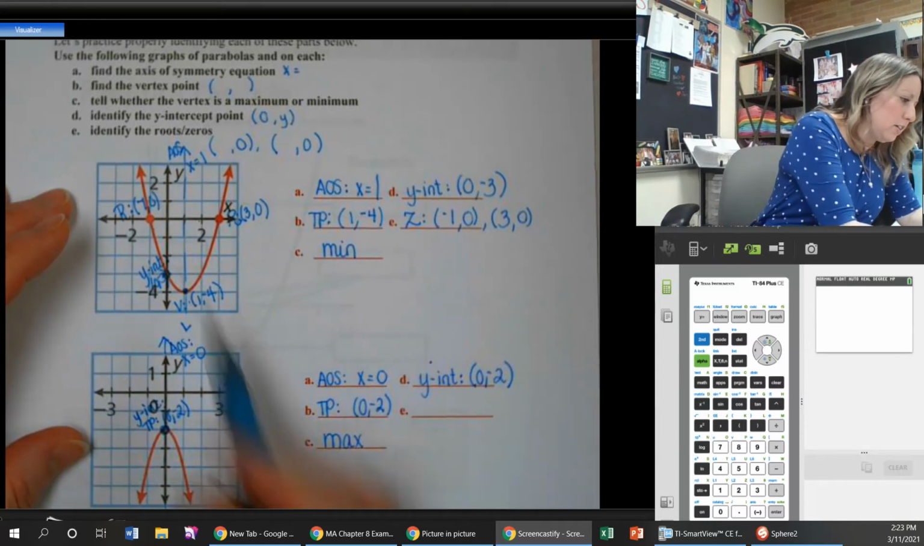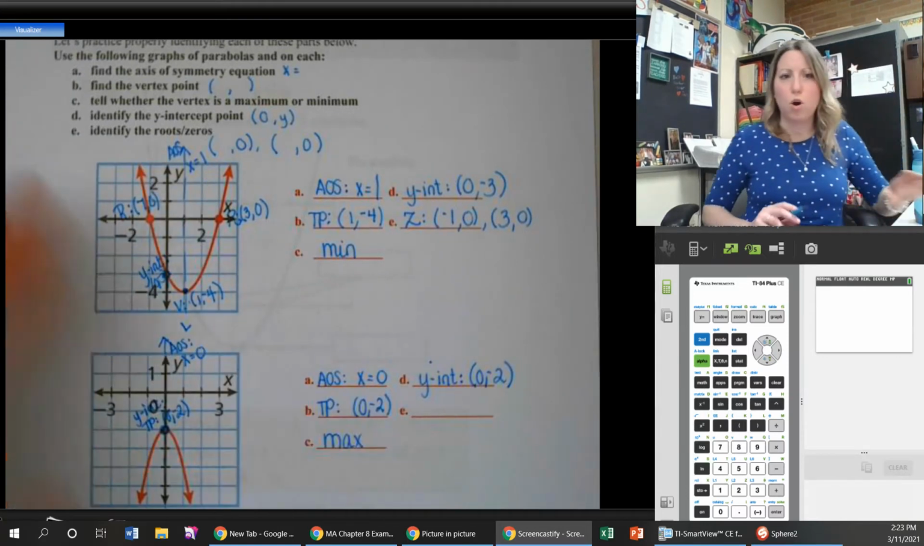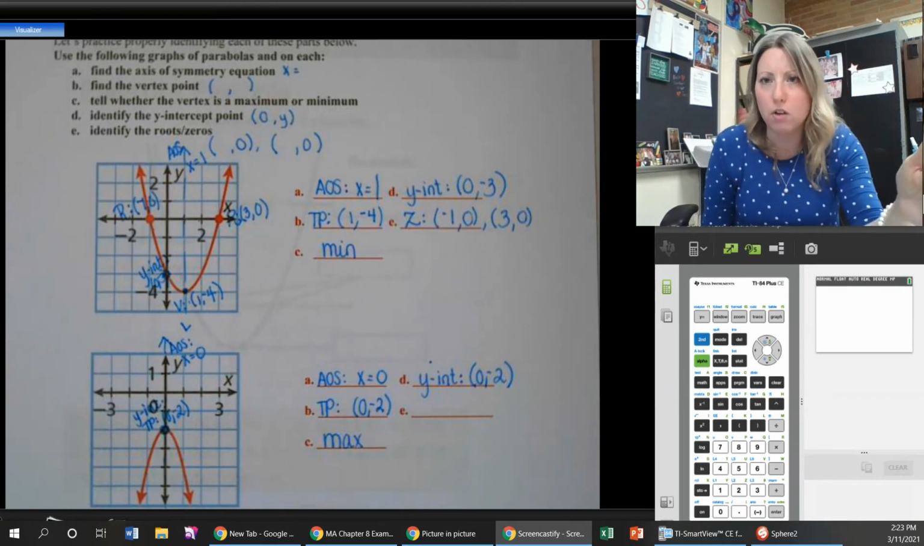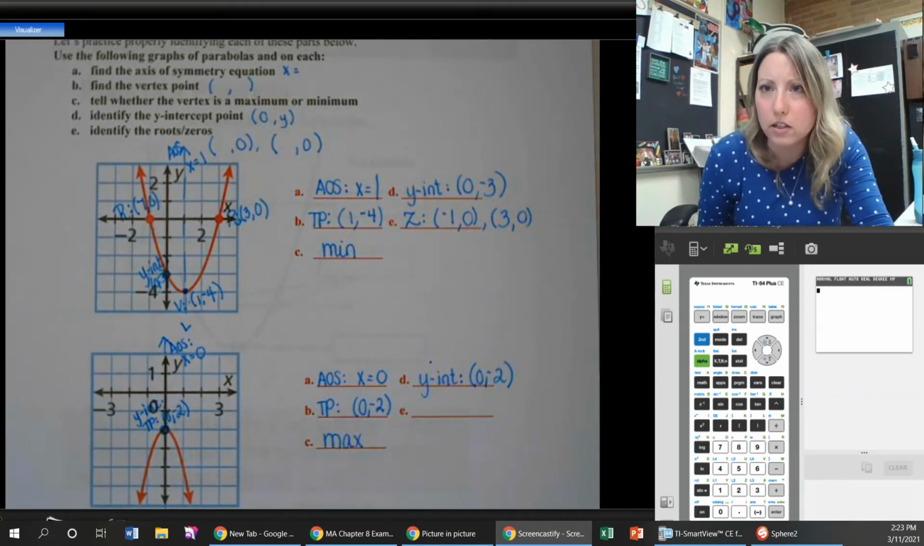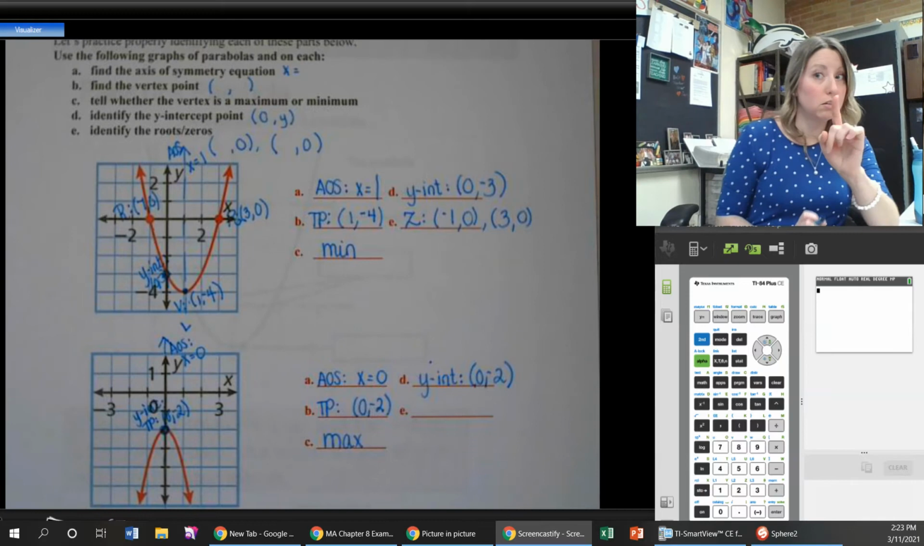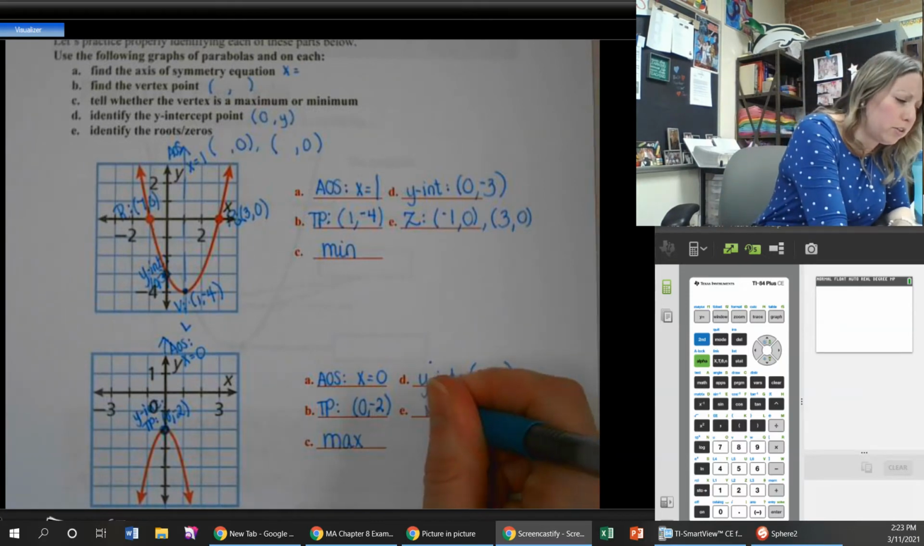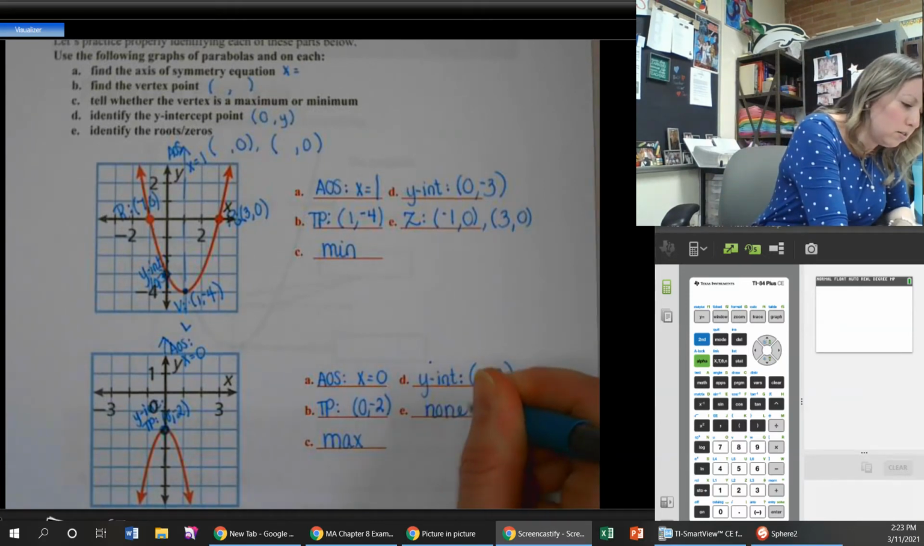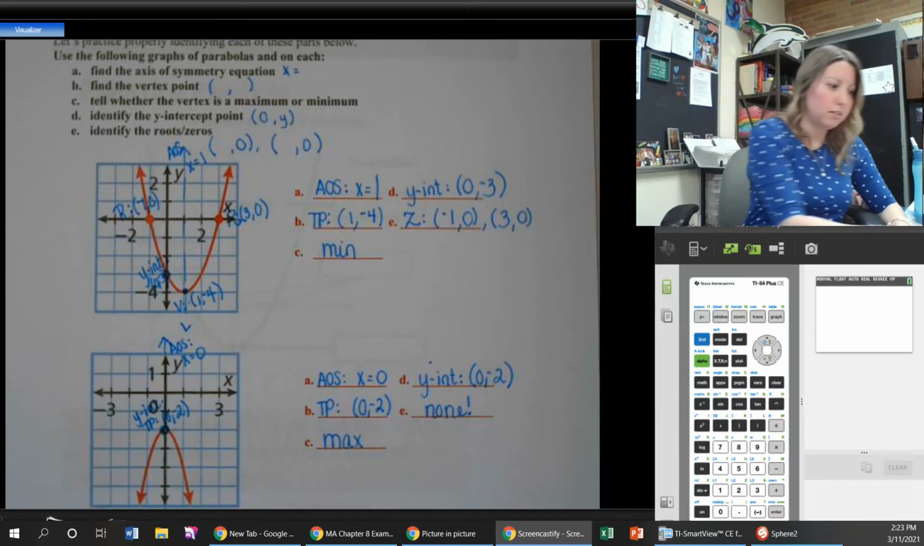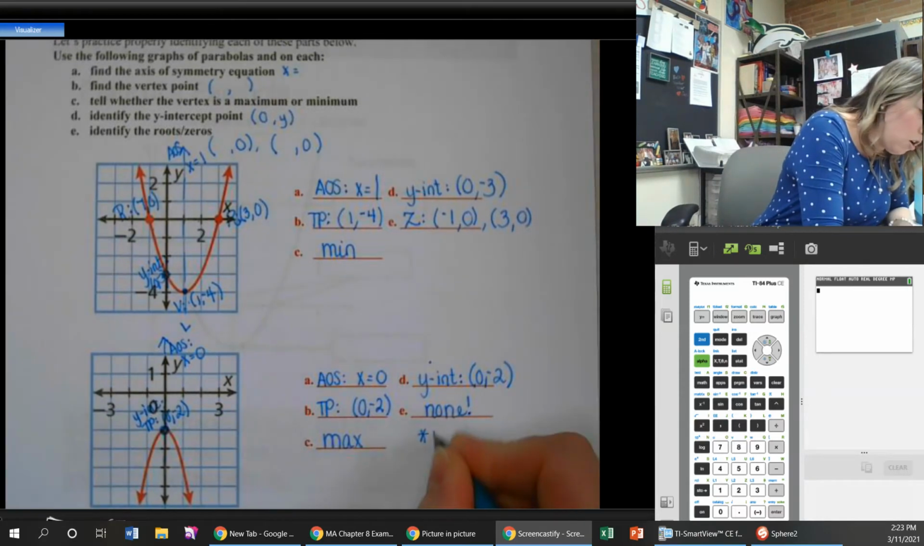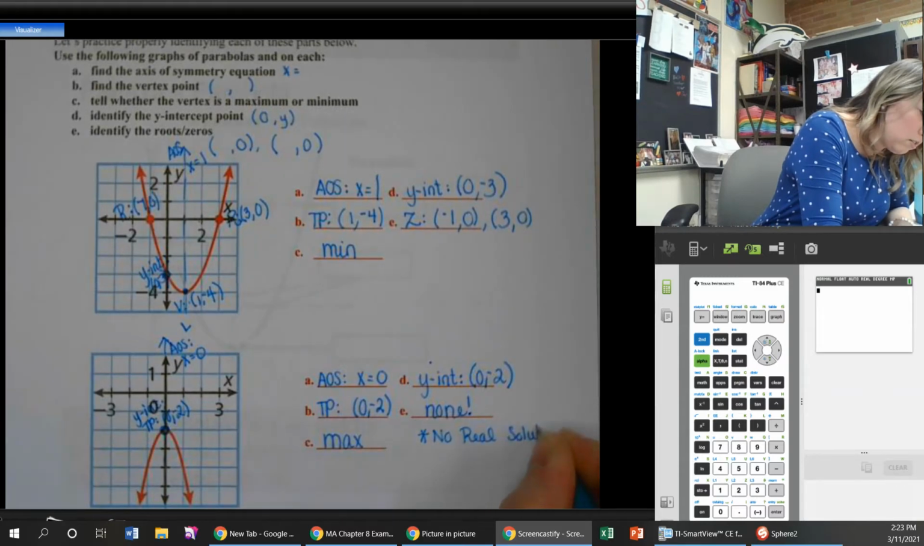And E is the roots or zeros. Whoa, whoa, whoa. No roots or zeros. I'm not touching or crossing the x-axis. Does that mean there would have been real solutions here? This is a no real solutions.